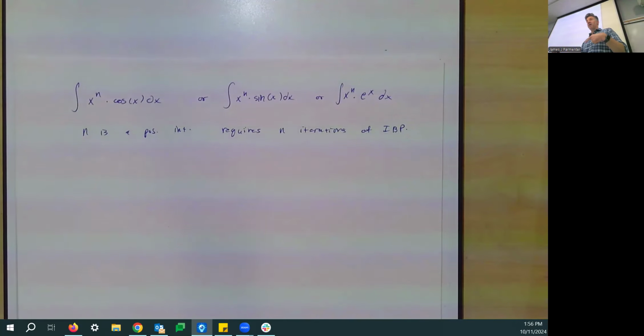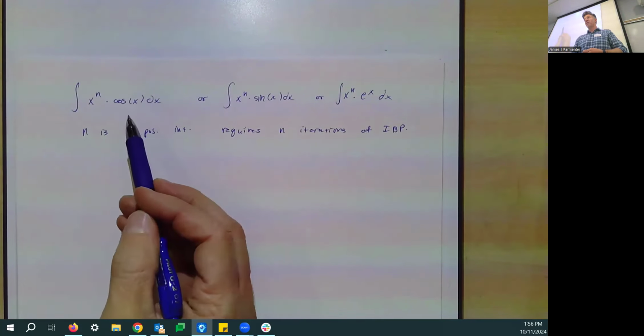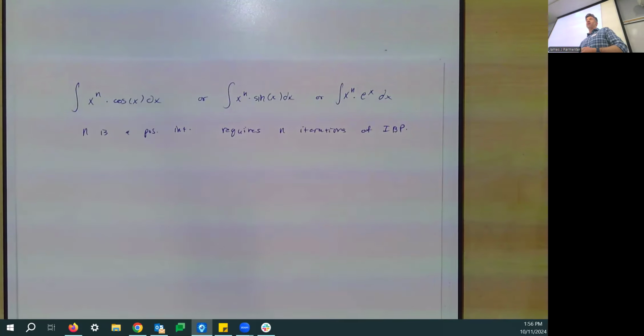And then the dv is a function whose antiderivatives just cycle. The antiderivative of cosine is sine. The antiderivative of sine is negative cosine. The antiderivative of negative cosine is negative sine. The antiderivative of negative sine is positive cosine, right? So they just go through the cycle, or e to the x, right? e to the x just cycles through e to the x the whole time.